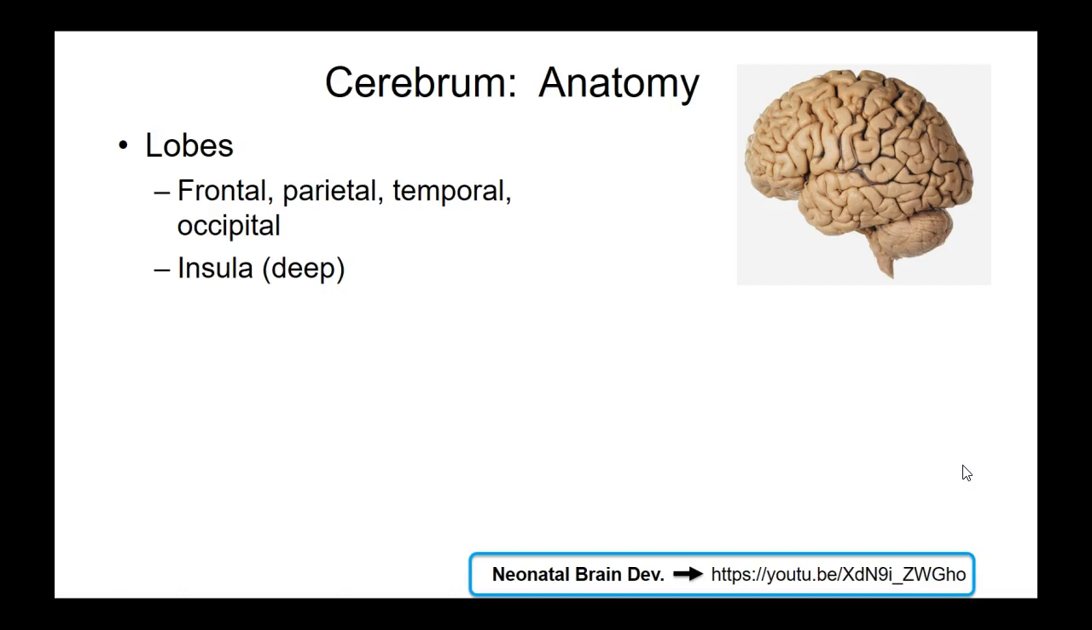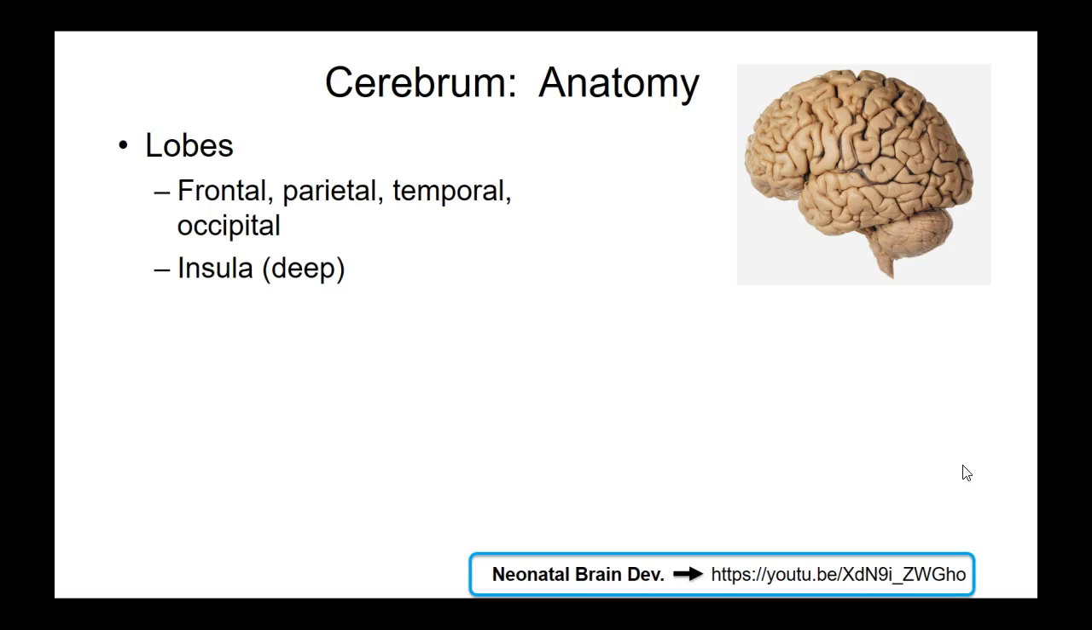The first part of the brain that we're going to focus in on is the cerebrum, which is this outer portion of the brain. We're going to eventually dig deeper and take a look at some of these deeper structures, and then also look at the cerebellum and the brain stem a little bit later. Here we're going to focus on just this outer portion, which is the cerebrum.